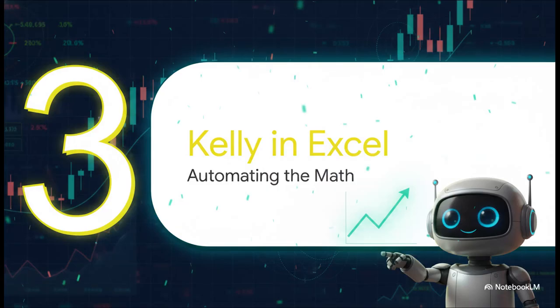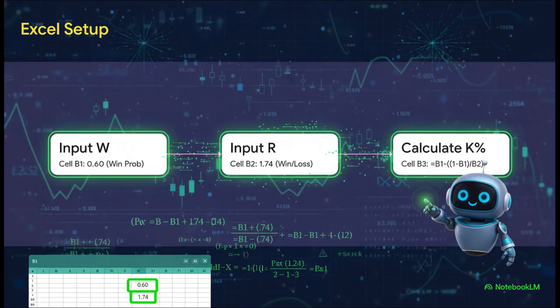Section 3. Kelly in Excel. All right, so I have my W at 0.6 and my R at 1.74. But doing this manually every single time I close a trade and update my stats sounds completely exhausting. How do I automate this so the math just does itself? I am so glad you asked. It is time to fulfill the core promise of this explainer. Let's walk through a live, ground-up Excel build.